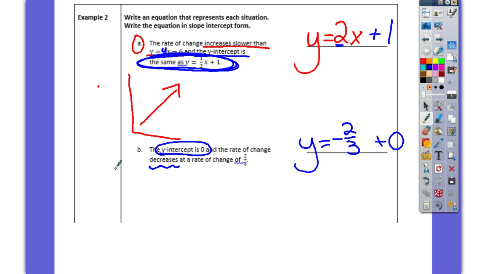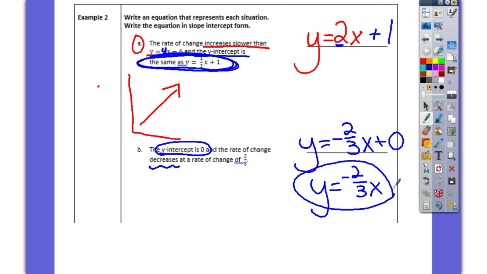I need to have an x in there. Very good. How about now? Is it perfect? No, we know it goes through the origin, but what makes this equation perfect? Y equals what? Negative 2/3 x, and that's it. We don't need this. We know it goes through the origin. We don't put +0. We write it like that.